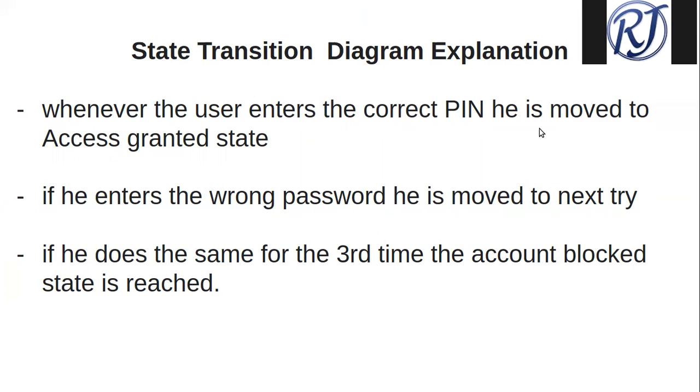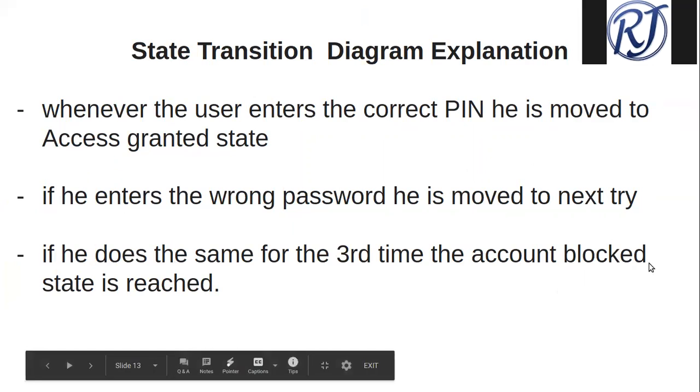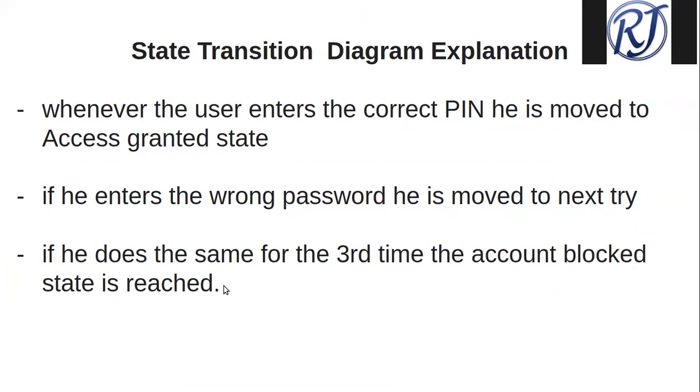When the user enters the correct pin, he is moved to the access granted state. If he enters the wrong password, he is moved to the next try. If he does the same for the third time, the account block state is reached. So this is how, with the help of the state transition diagram, we can do the testing for the software component which is state based.